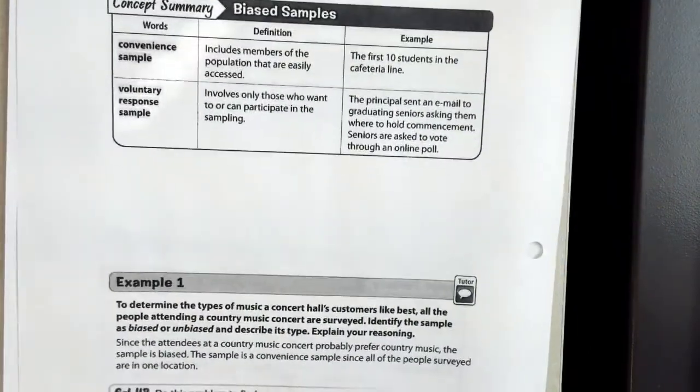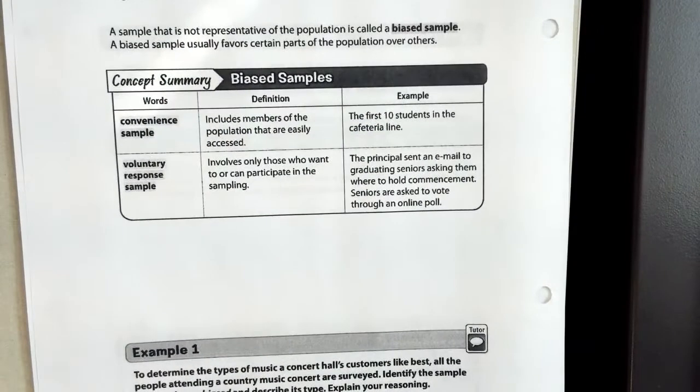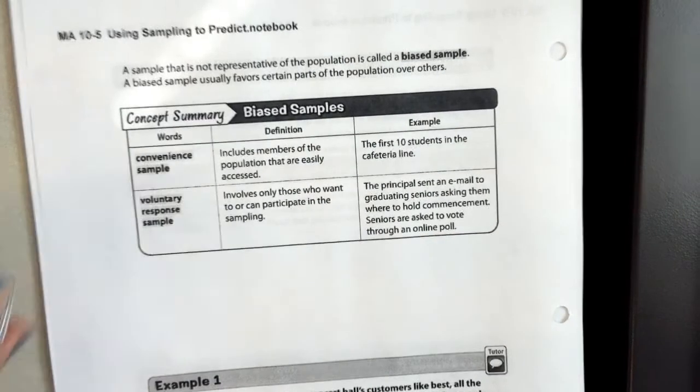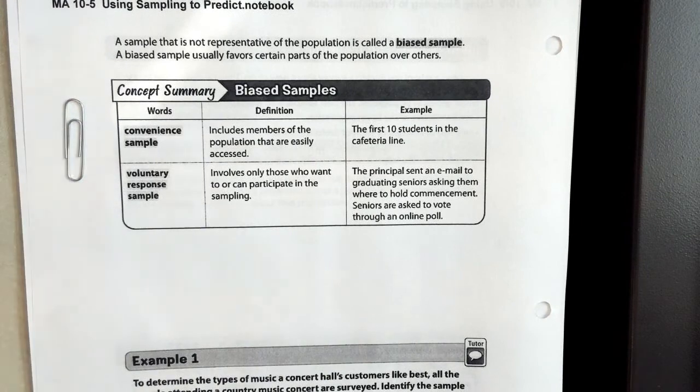There are also biased samples. A sample that is not representative of the population is a biased sample. A biased sample usually favors certain parts of the population over others. Two biased samples would be, first, a convenience sample, which includes members of the population that are easily accessed.